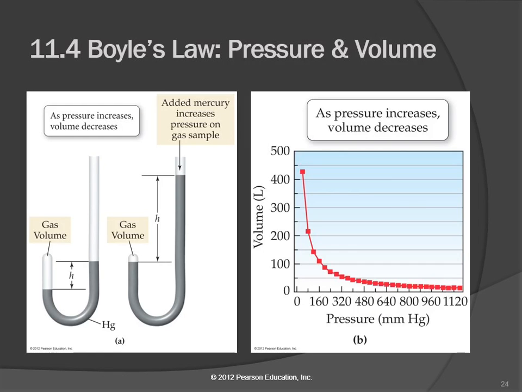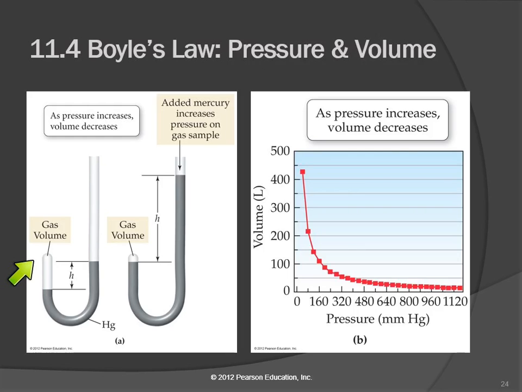This is the sort of experiment that he did to study this. He used a J tube that was closed on one end, and so he had a gas sample in there, and then he had liquid mercury in this tube, and the other end was open to the atmosphere. Now, we talked about the mercury barometer on Tuesday.